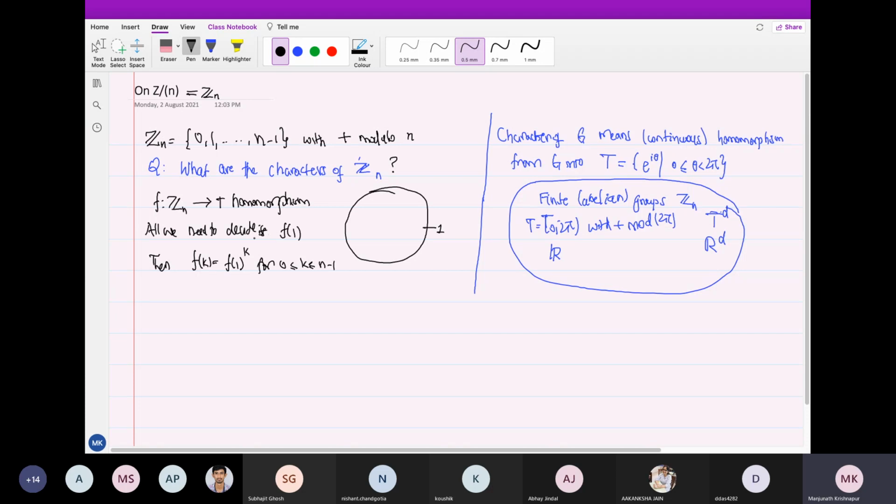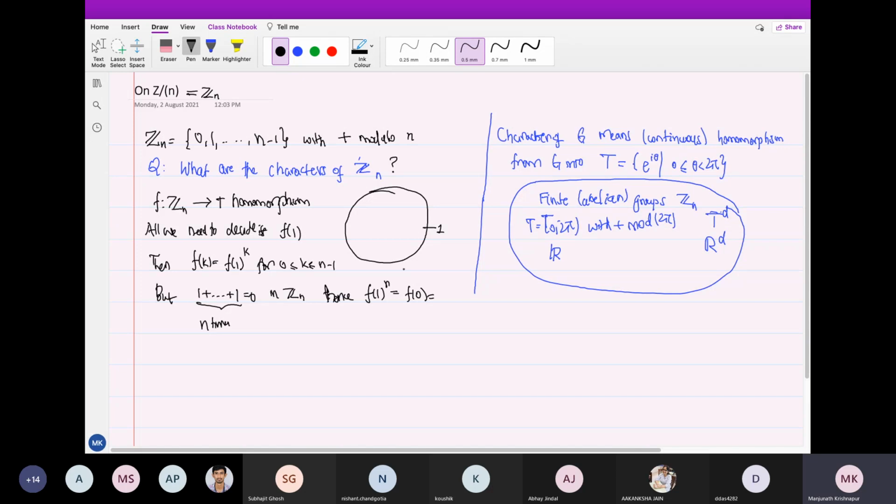The homomorphism says that that will be F of 1 times F of 1, k times. So that is what it is. Now, what is F of 1? But you can also see what happens if you add 1 n times. So you don't have to restrict to k up to n minus 1. So 1 plus 1, n times is 0 in this group. Hence, F of 1 to the power n must be equal to F of 0.